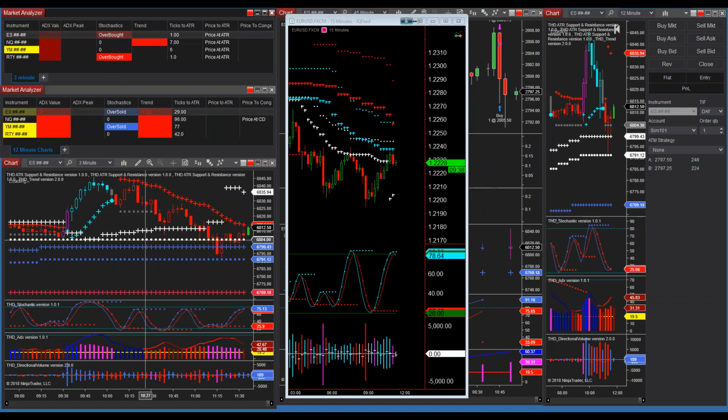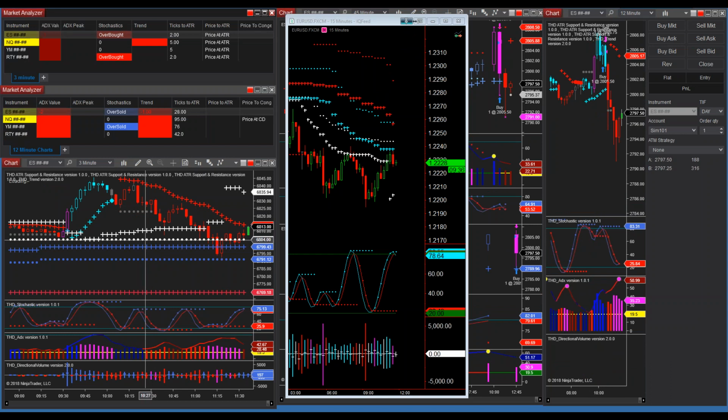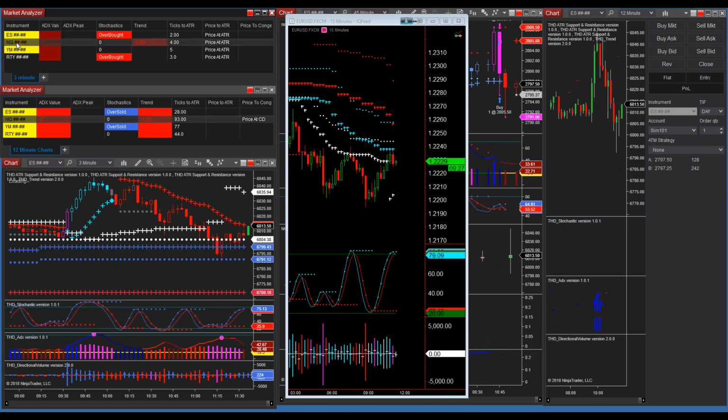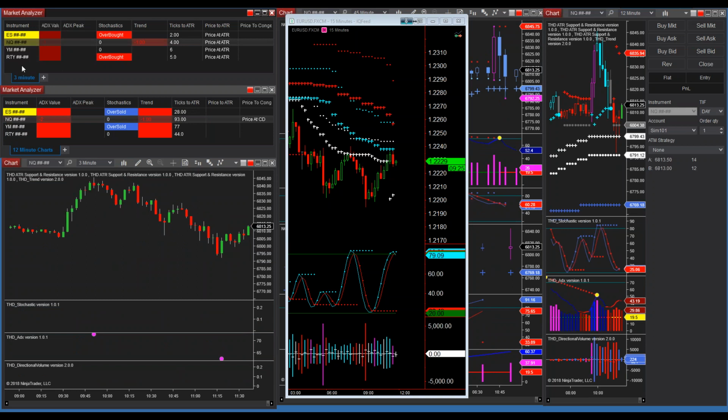You just got a magenta peak over here on the ES 12-minute chart. Not real interested in that one. We were looking at the NASDAQ already.